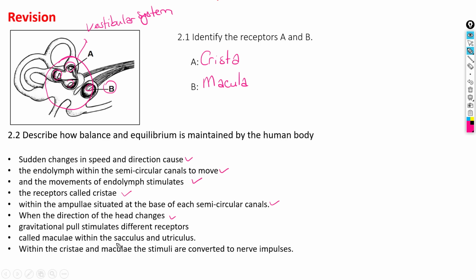Within the crista and the macula, the stimuli are converted into nerve impulses, then are transmitted by auditory nerve to the cerebellum. So this is a way how the balance and the equilibrium is maintained in the human body, guys.